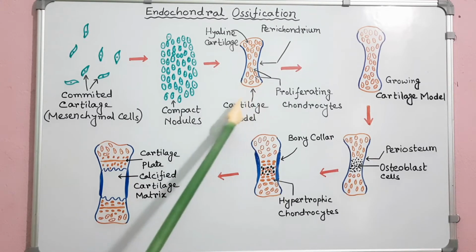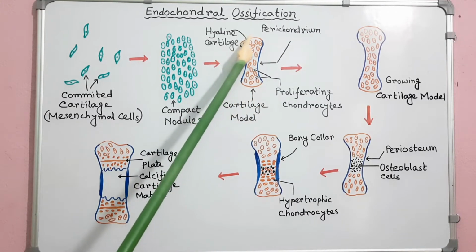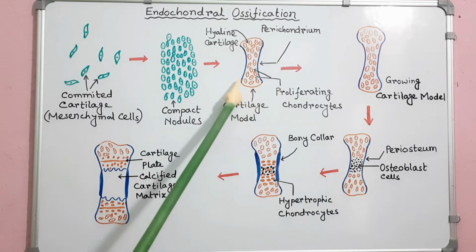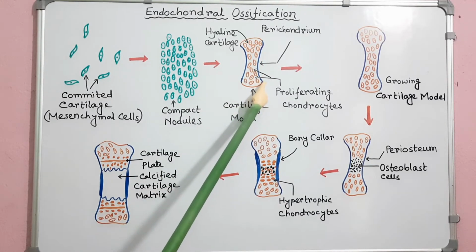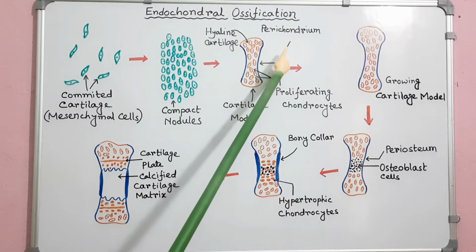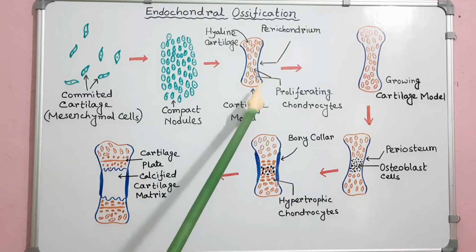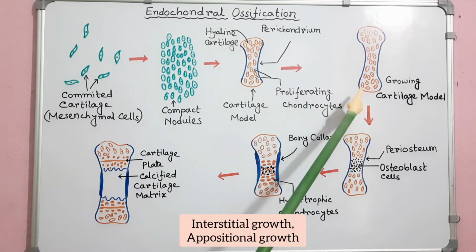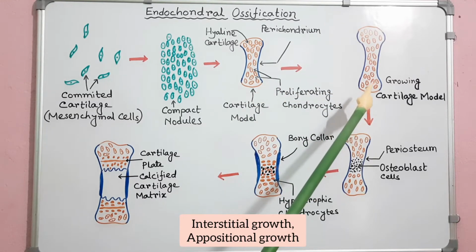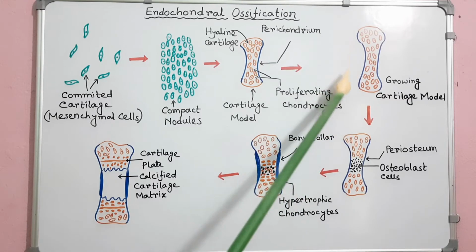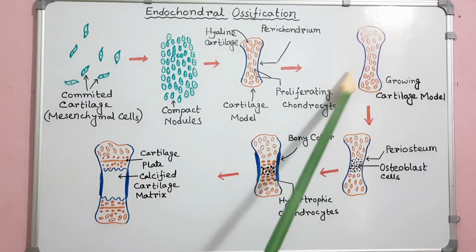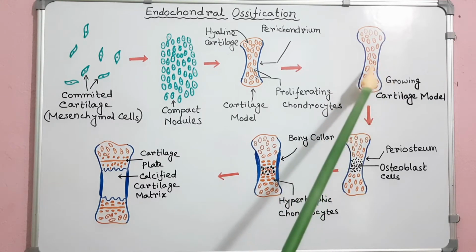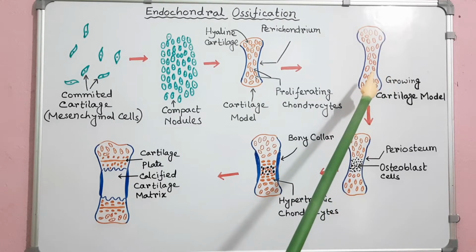The cartilage model, except where joints will form, is surrounded by a dense layer of fibrous connective tissue known as perichondrium. The cartilage model grows by interstitial and appositional growth. The increase in the length of the cartilage model is due to the interstitial growth. The increase in its width is due to the addition of cartilage matrix produced by new chondrocytes.